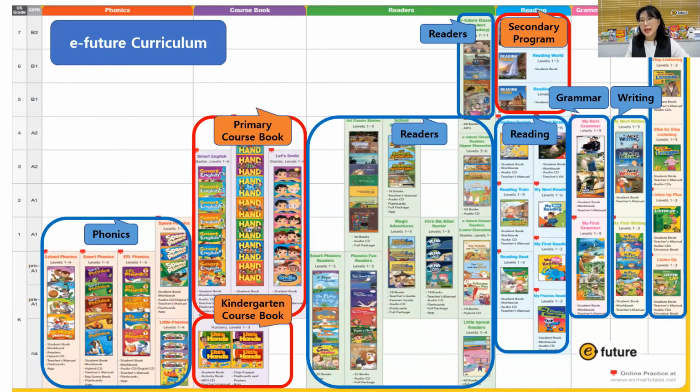Okay, and then we have skill books. So we have reading here, and we have grammar, and we have writing and listening. So these are all skill books. Okay, and the levels match. If you look across, then you can see the levels match. Okay, so you can use the primary course book together with the readers or any of our skill books. Okay, and I'll talk more about this later on.